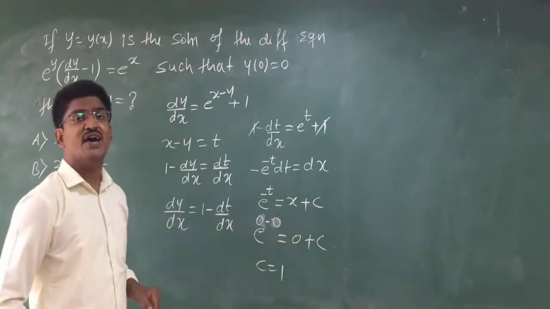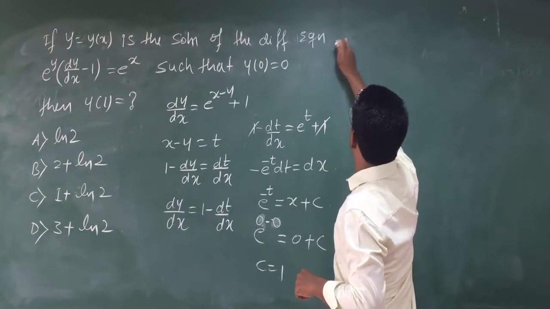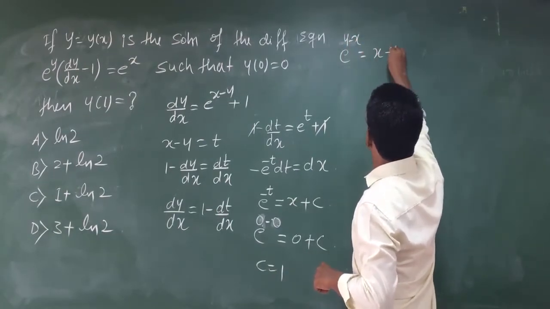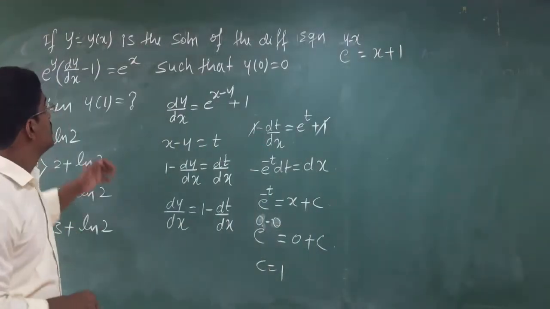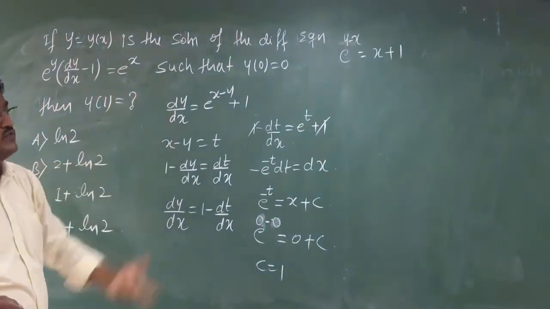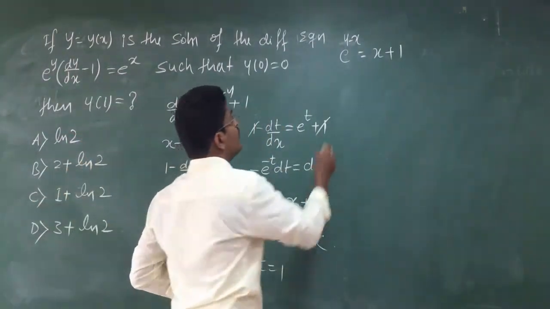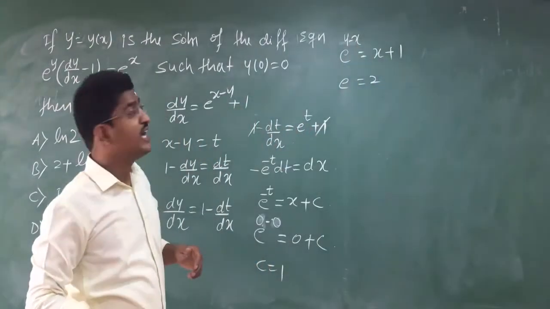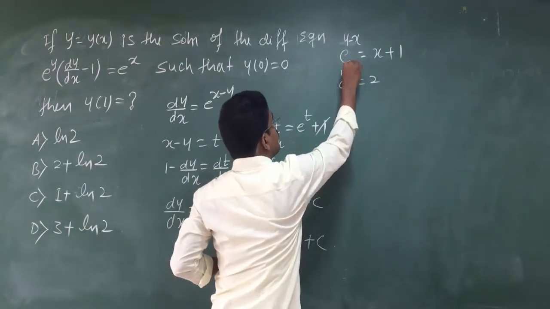So if I put c value as 1, e to the power of y minus x equals x plus c is 1. Clear? So now what they are asking here is y of 1. What is y of 1? That means if x equal to 1, what is y? If I write x is 1 here, 1 plus 1 will be 2. So that is 2, e to the power of y minus 1, since x is 1.